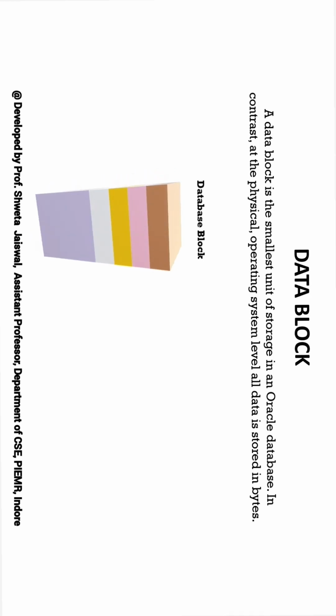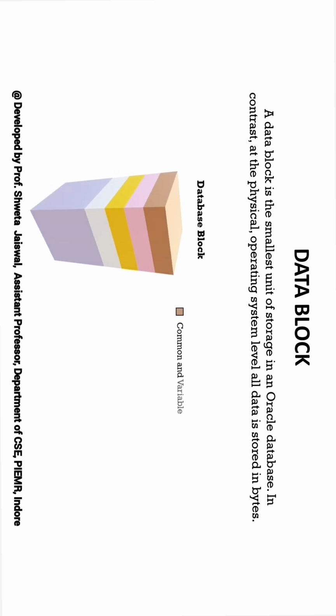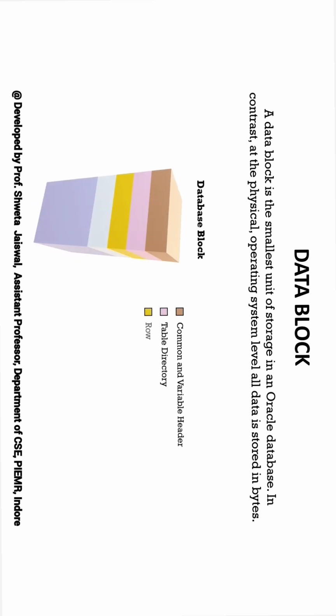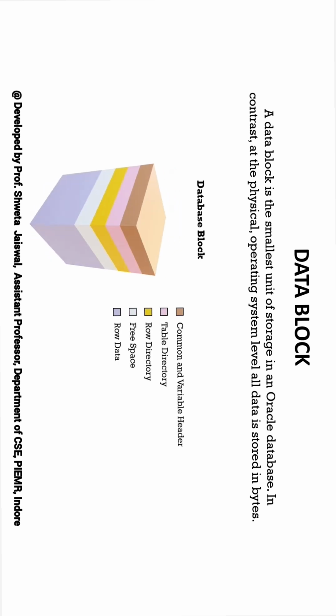In an Oracle database, a data block is the smallest storage unit and everything is handled and stored in bytes. A database block is made up of common and variable header, table directory, row directory, free space, row data. Size of a data block is 8 KB and a collection of data block make an extent.